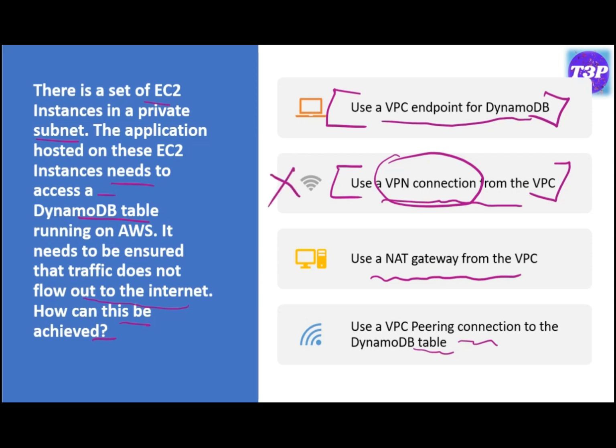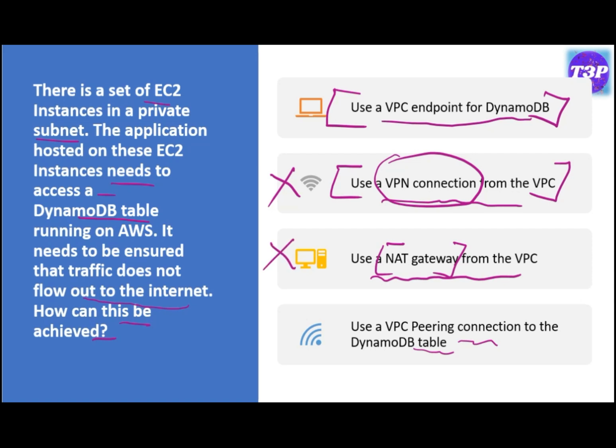Let's talk about this option. This option is also not correct, because we know that a NAT gateway is required to connect our EC2 instances from the private subnet to reach the internet. But here we don't want that, so that's wrong.